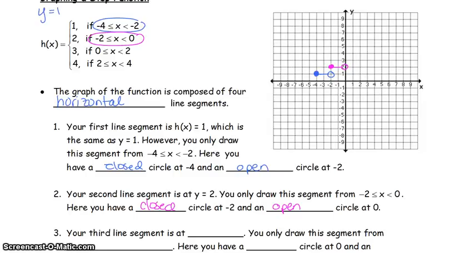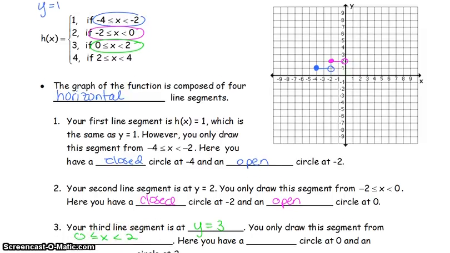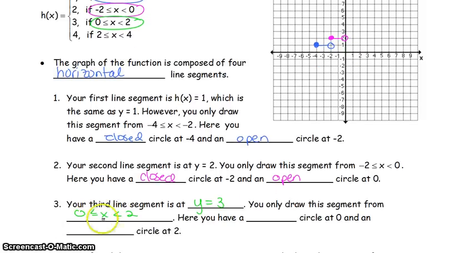Alright, for your third segment, you should have a horizontal line at y equals 3. You only draw this segment from your domain, which is 0 is less than or equal to x, which is less than 2. Here, you're going to have a closed circle at 0, and you're going to have an open circle at 2. So horizontal line at 3, closed at 0, open at 2, and we want everything in between there.